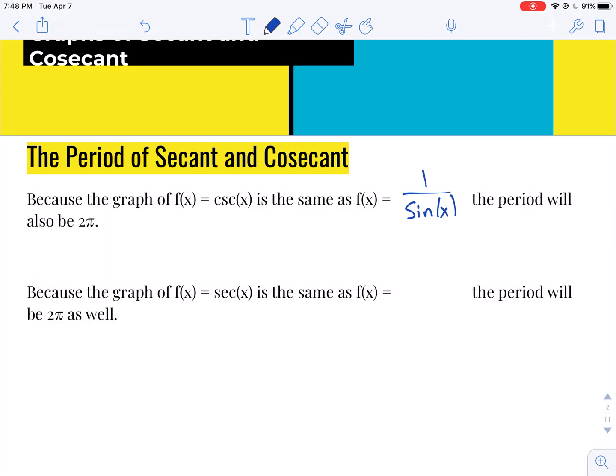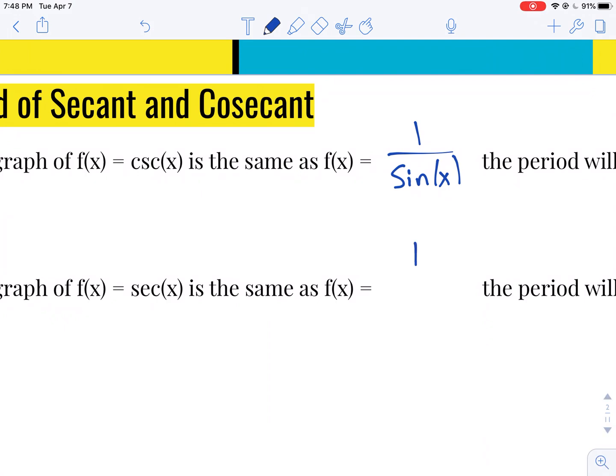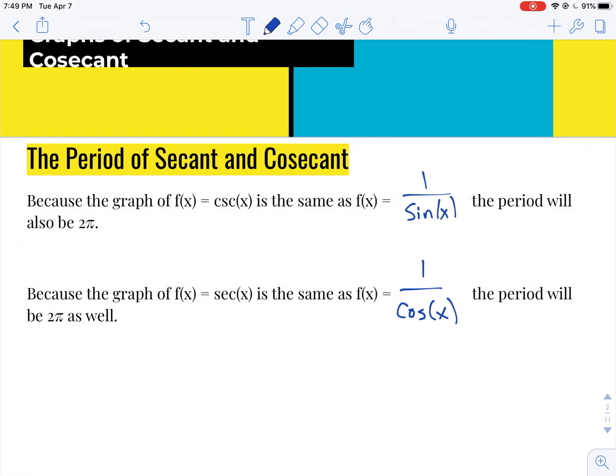And that same fact holds true for f of x is equal to the secant of x, which is the exact same thing as 1 over the cosine of x. And since secant of x is the same thing as 1 over the cosine of x, and cosine of x has a period of 2 pi, well then it holds that the secant of x will also take 2 pi radians to start repeating itself. And that will be the cycle of both secant and cosecant.